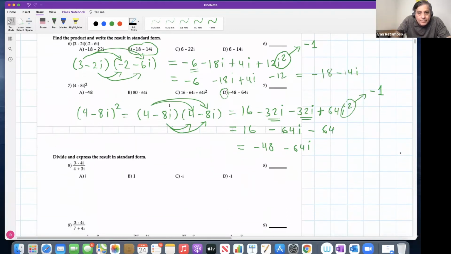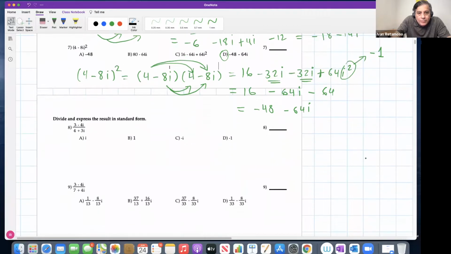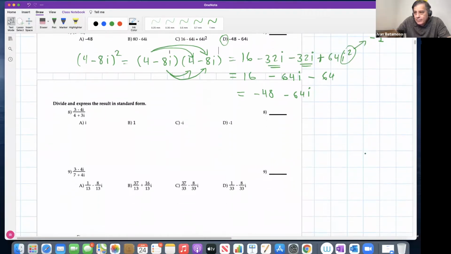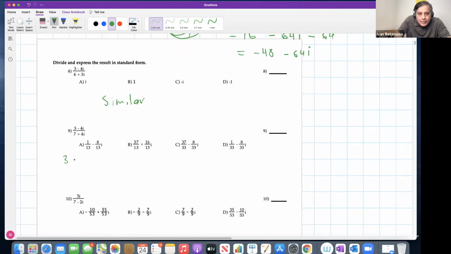Great, great. Moving on. We should pick one for division of complex numbers, right? I'm going to pick this one, and this should be similar, right? So similar. And let's just do this. Number 9. When you divide two complex numbers, remember, during the lectures, I said there is a formula, but it's very complicated to remember, right?